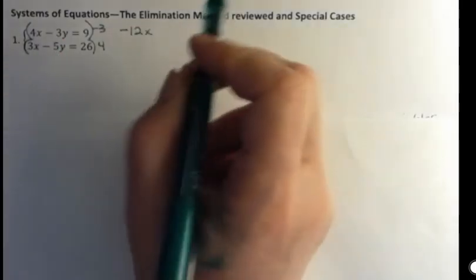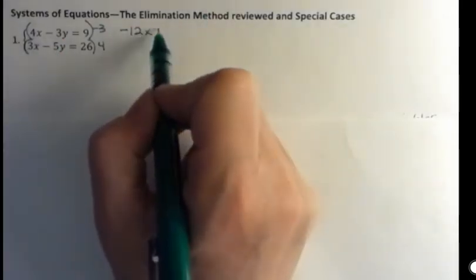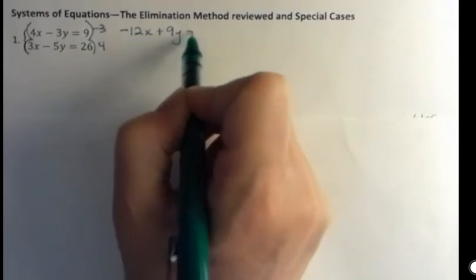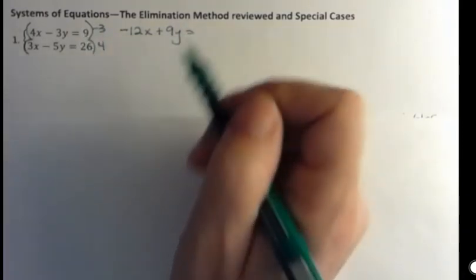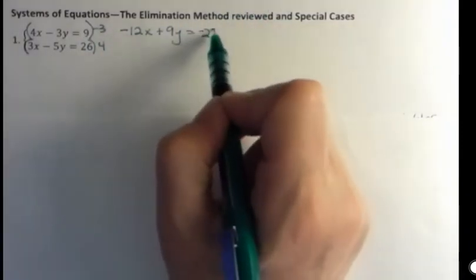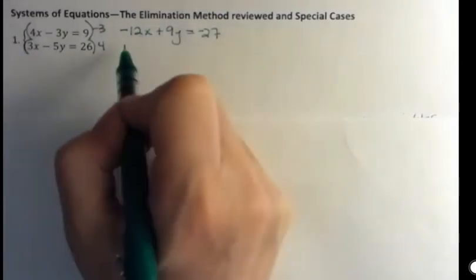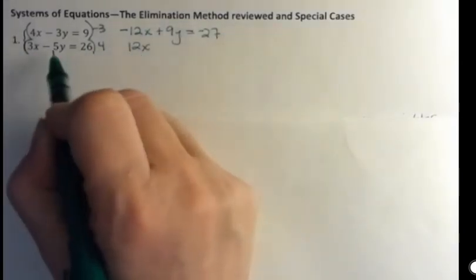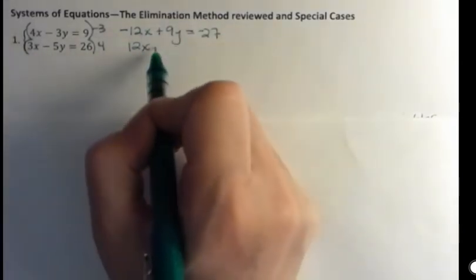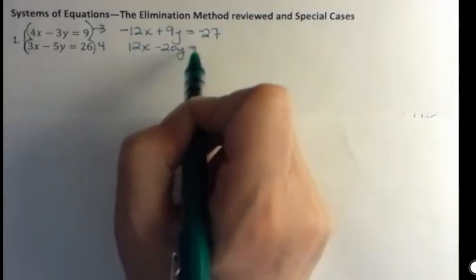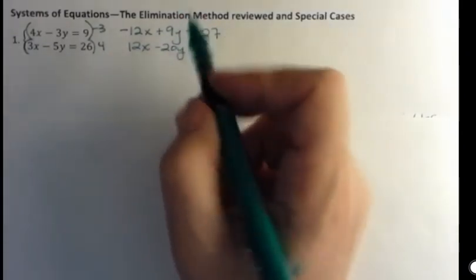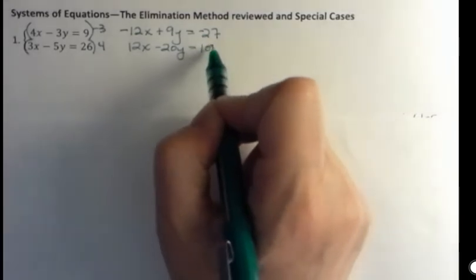-3 times 4 is -12x. -3 times -3 is +9y. And -3 times 9 is -27. Notice I had to multiply the entire equation by -3, not just one term. 4 times 3 is 12x. 4 times 5 is 20, but I have a minus there, so -20. And then 4 times 26 is 104.